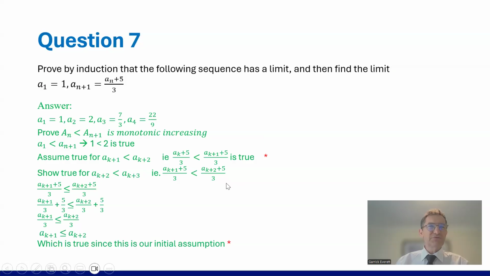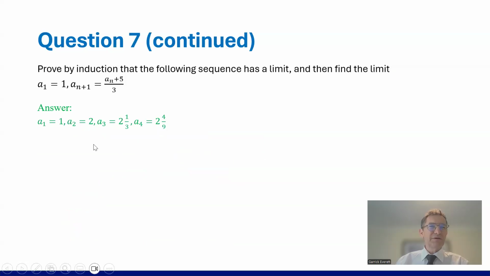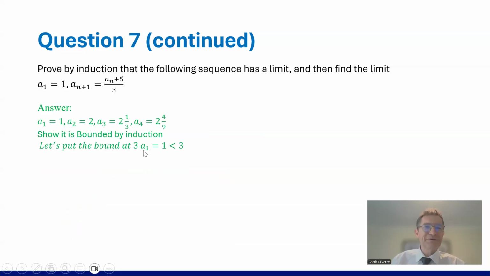Next thing we need to prove is it's bounded, by induction. And again, I've written out the terms there so we can see what they are. This time I've written them out as 2 1/3, 2 4/9. We're going to show it's bounded, and again, use induction. So let's put the bound at 3. 3 looks good. If it fails, well, do 4. Okay, so A1 equals 1, and that's less than 3. Tick, that's the first term is valid. Assume true for AK plus 1.